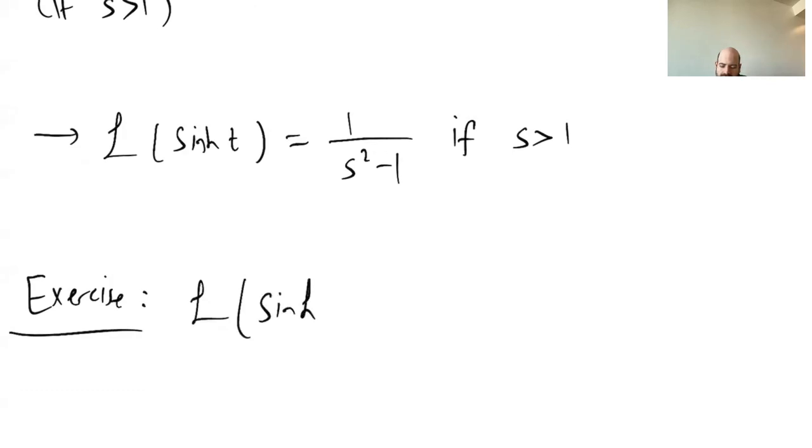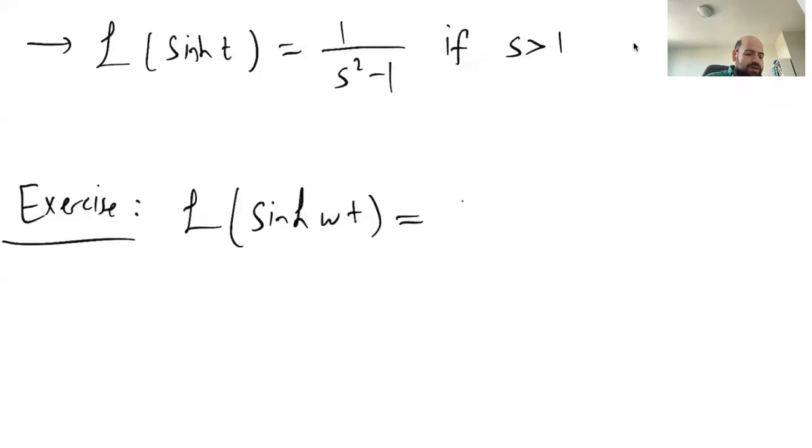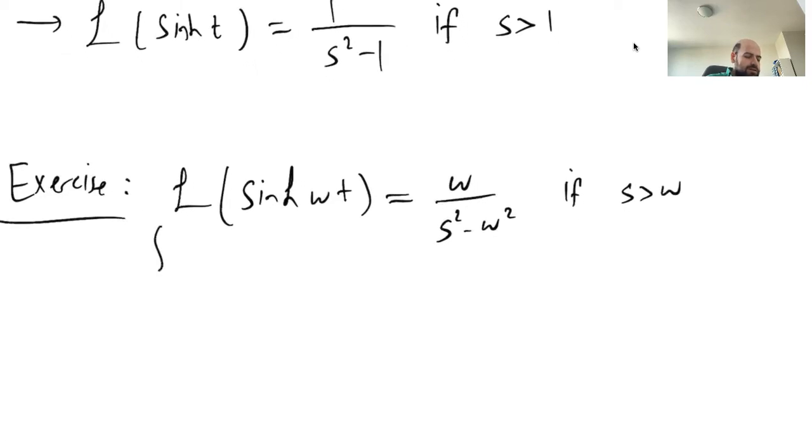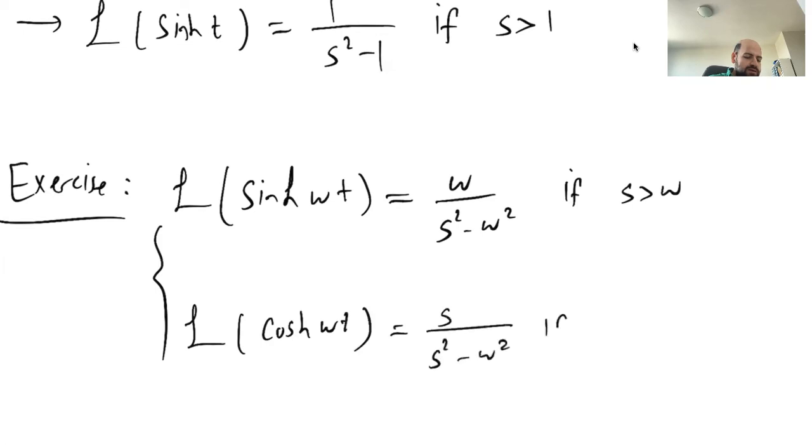omega t is equal to omega over s squared minus omega squared if s is bigger than omega. And similarly, you can show that the Laplace transform of cos hyperbolic omega t is equal to s over s squared minus omega squared if s is bigger than omega.